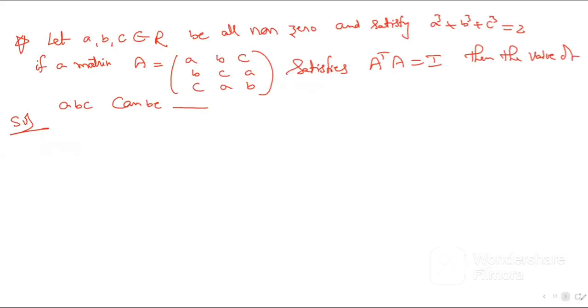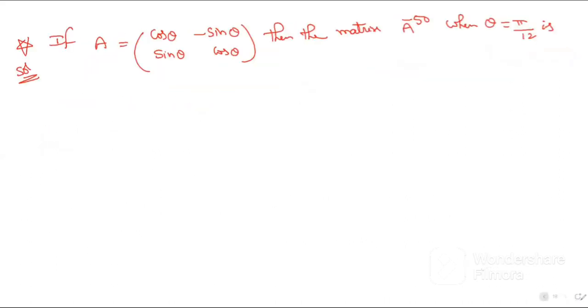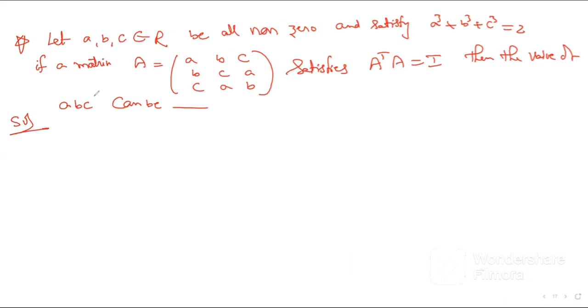Okay, now I am going to explain the next question. Here A, B, C belong to real numbers satisfying the equation A cube plus B cube plus C cube is equal to 2. One matrix A is given, and this matrix satisfies A transpose into A is equal to I. Then the value of ABC can be.